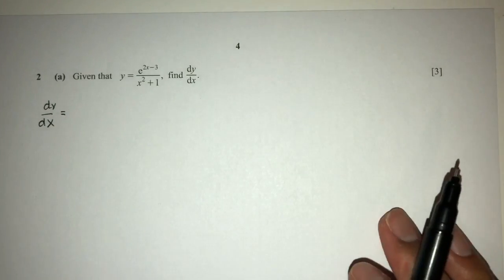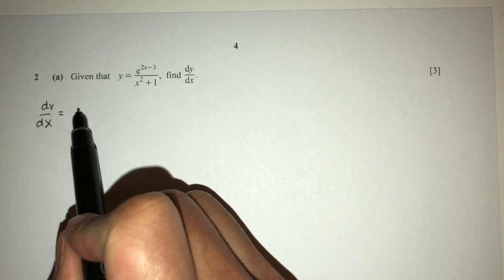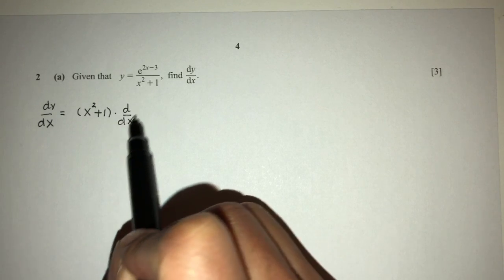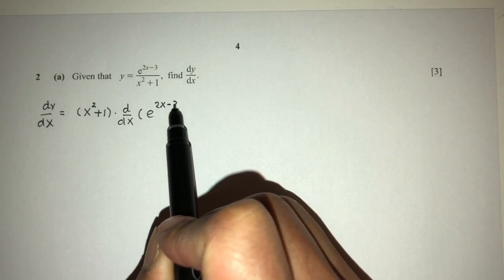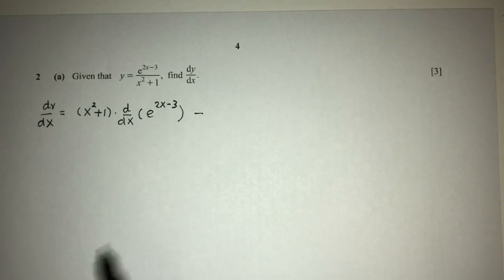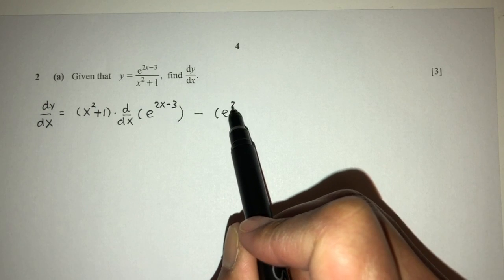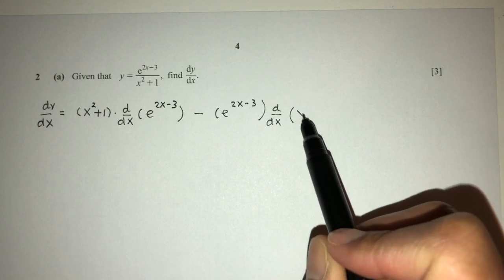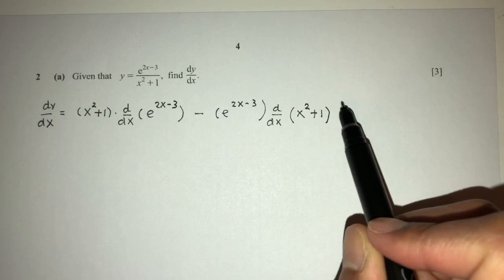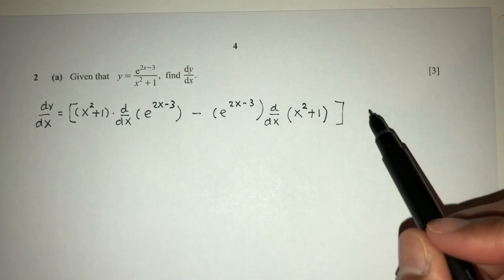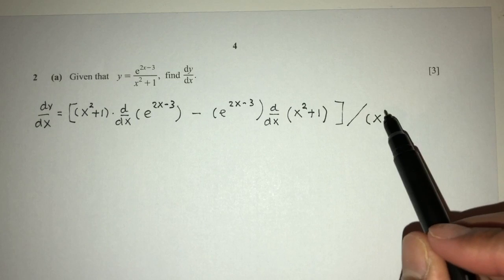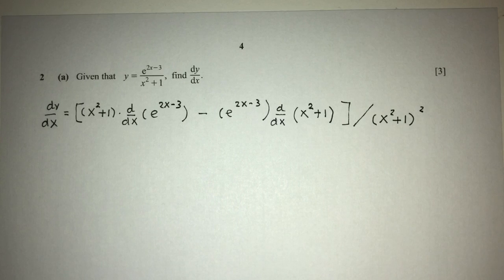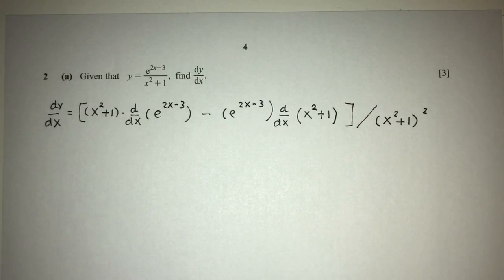So dy by dx will be, first we write the denominator as it is, and then multiply by d by dx of the numerator. Then minus, we take the numerator as it is and multiply by d by dx of the denominator. Next, we take everything on top, divided by the denominator squared. This is the quotient rule that we use for differentiation whenever we have a fraction. Now, of course, step by step, let's try to find the values.